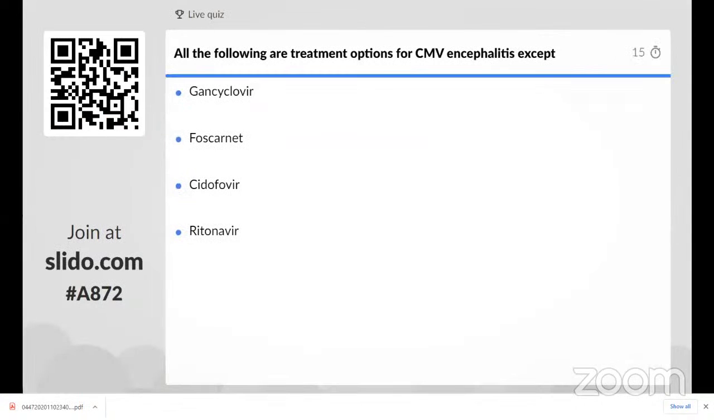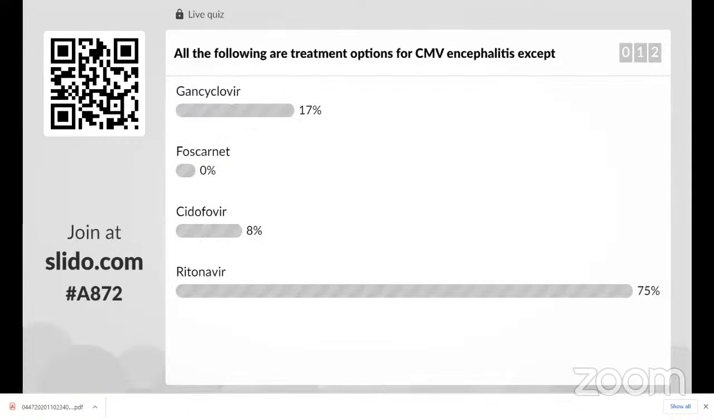Next question related to HIV. Again, a simple question. All of the following are treatment options for CMV except ganciclovir, foscarnet, cidofovir, and ritonavir. Again, a relatively simple question. Those who treat CMV disease would know this answer. And the correct answer is ritonavir, which is indeed the correct answer.